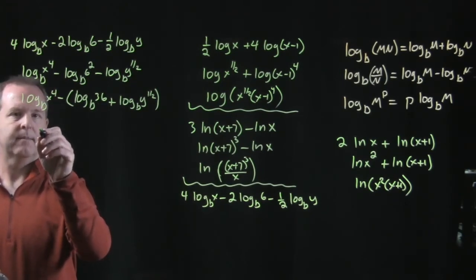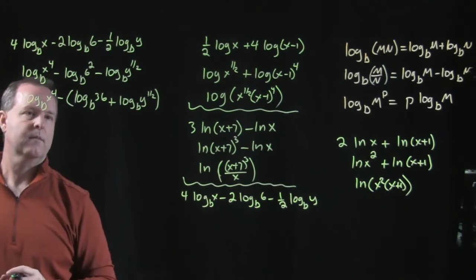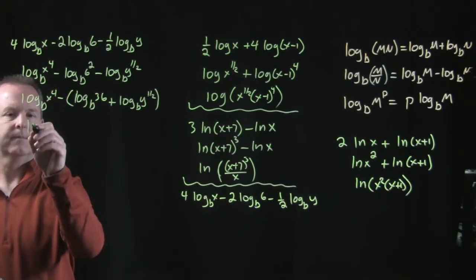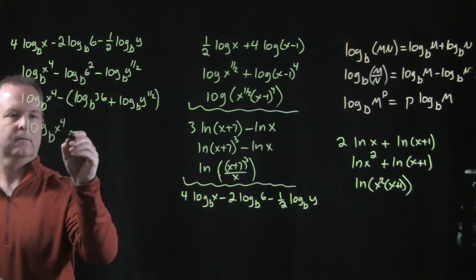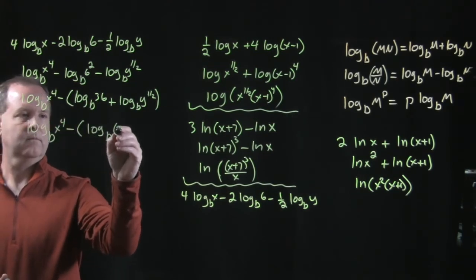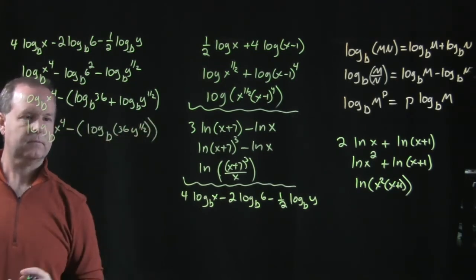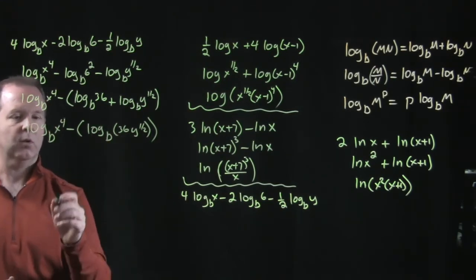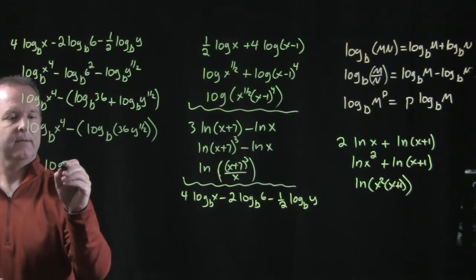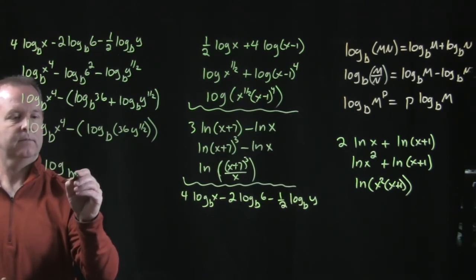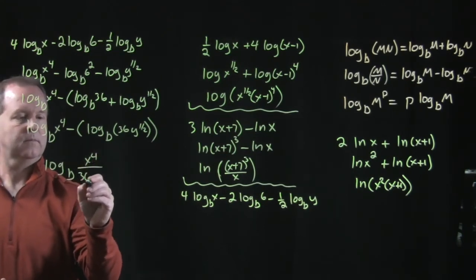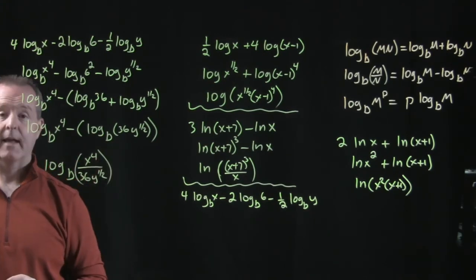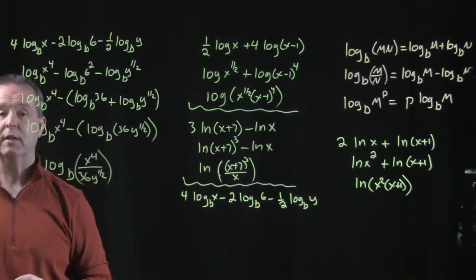So let's do one at a time. I reversed the product rule, and now I have a quotient rule, and I'm going to reverse the quotient rule, which makes that into a quotient. And there you have it. That one was sufficiently condensed.